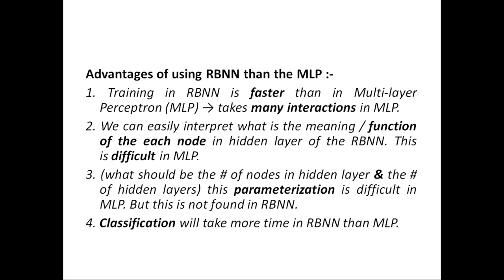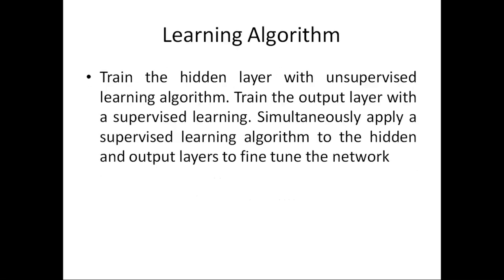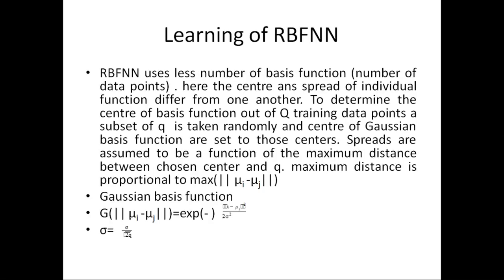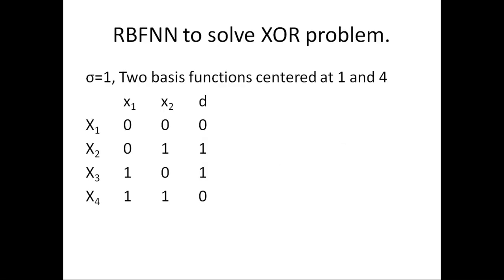So classification will take more time in the RBFNN than in the MLP. The only thing is that classification takes some more time, because we don't know the output in advance, as it is unsupervised training. Then the learning algorithm: we train the hidden layers with an unsupervised learning algorithm, train the output layer with supervised learning, and simultaneously apply a supervised learning algorithm to the hidden and output layers to fine tune the network. This is the learning of the RBFNN.